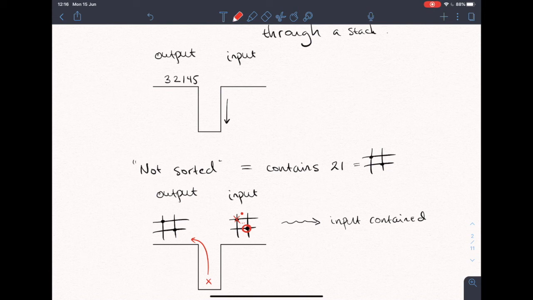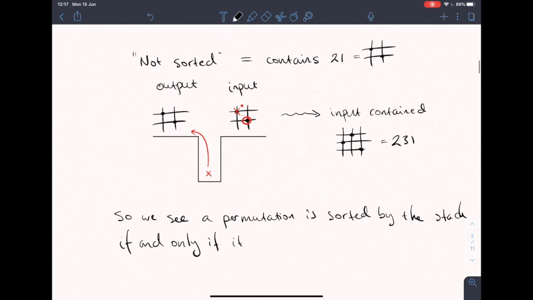And so the input doesn't just contain this 2, 1, it contains a bigger element between them. In other words, the input contained something that looks like this, or the permutation pattern 2, 3, 1. And so we've answered Knuth's question. A permutation is sorted by the stack if and only if it avoids 2, 3, 1.